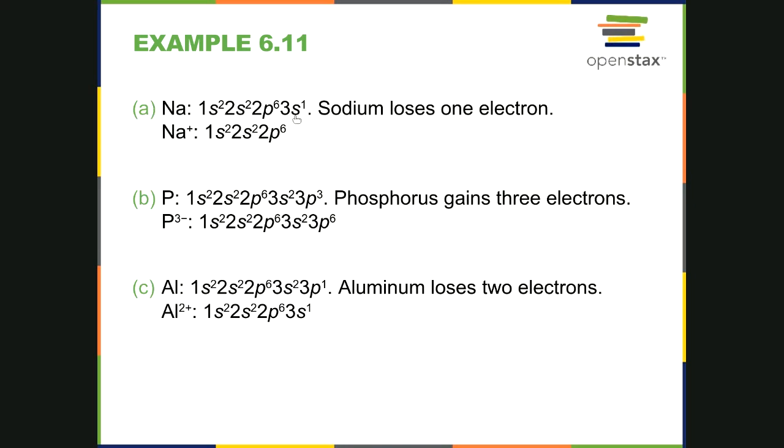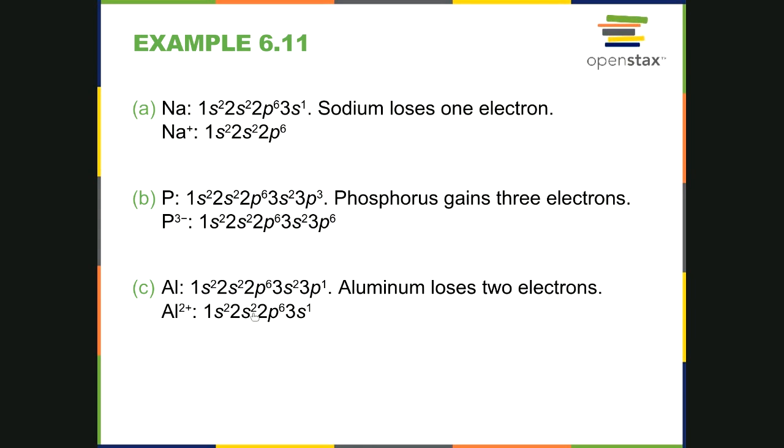Sodium loses one electron. So this 3s is going to come off, and it's going to have the same electron configuration as neon. Now for phosphorus, this has a 3 minus charge. So I'm going to take this electron configuration and add on 3 more electrons. So this 3p3 becomes a 3p6. And this also resembles a noble gas configuration. And remember what we said back when ions try to emulate the electron configuration of noble gases, because noble gases tend to have very stable configurations.